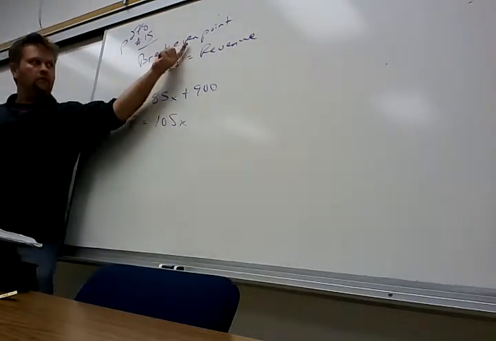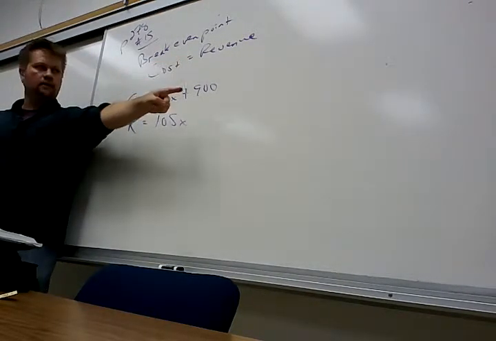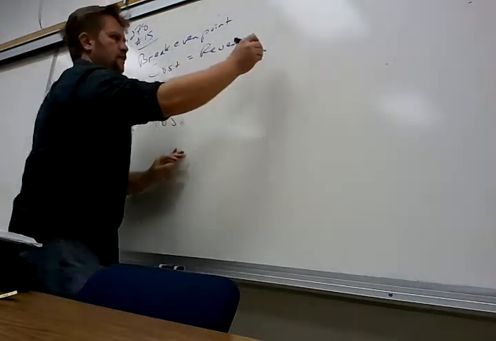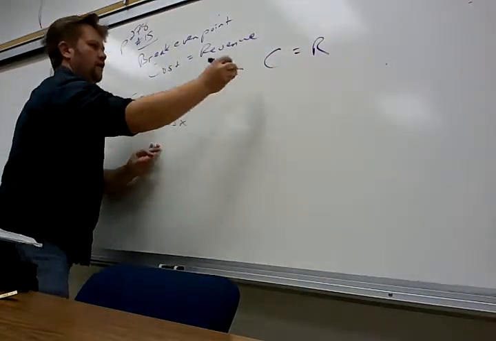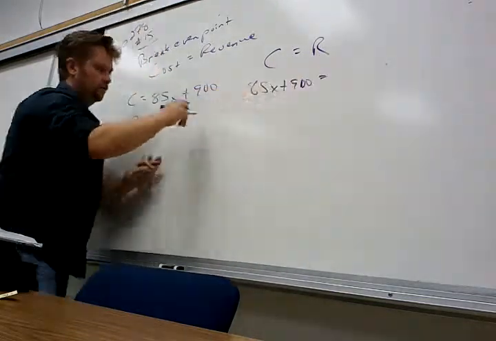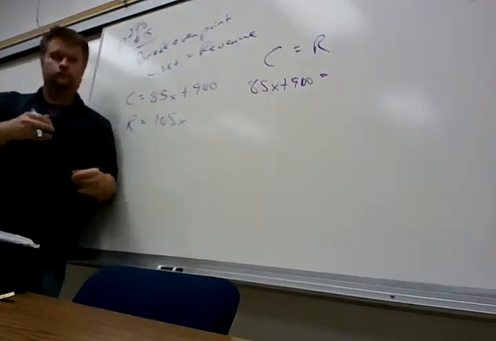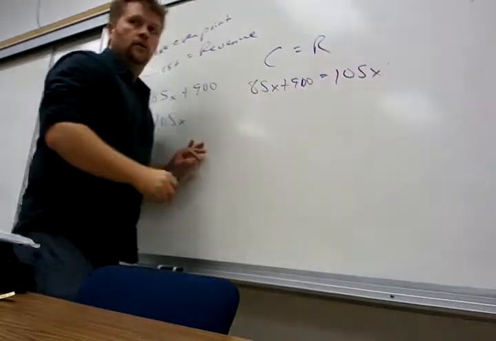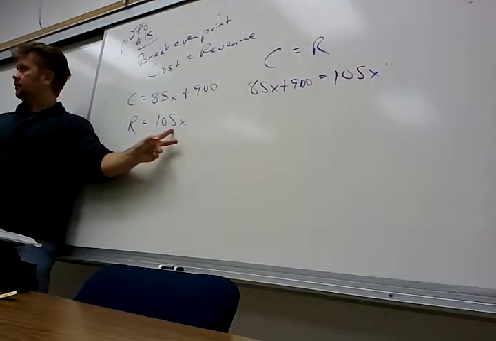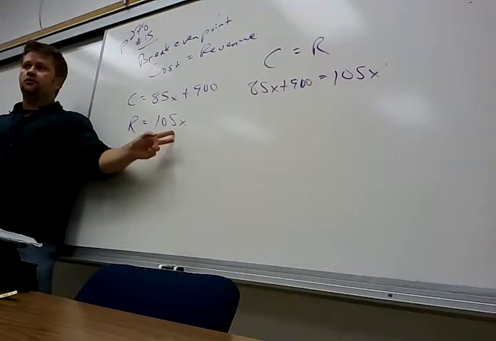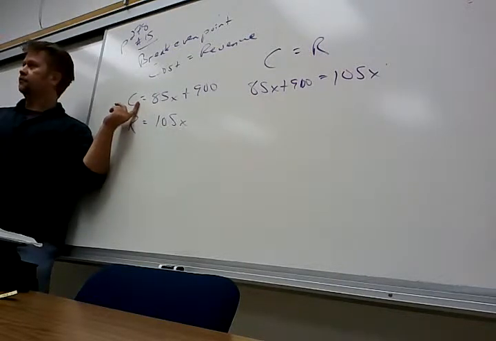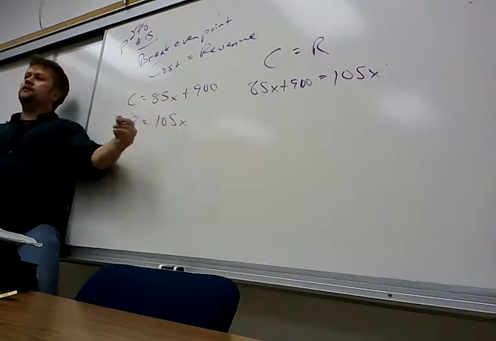So the break-even point is when cost equals revenue. So what equation can I set up then? Exactly. Cost equals revenue. So 85x plus 900. I want the amount of money I had to pay out to equal the amount of money that I'm pulling in. And if you think about it, isn't that where this line meets that line? We're really kind of doing substitution. I want C to equal R. So then I put that in place of C. I'm seeing where these two things meet.